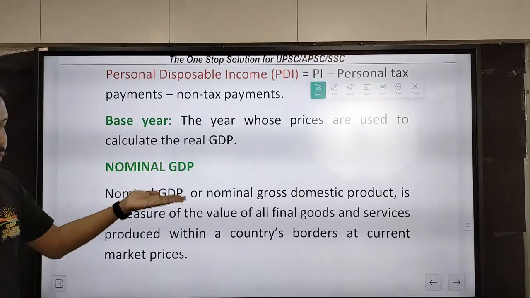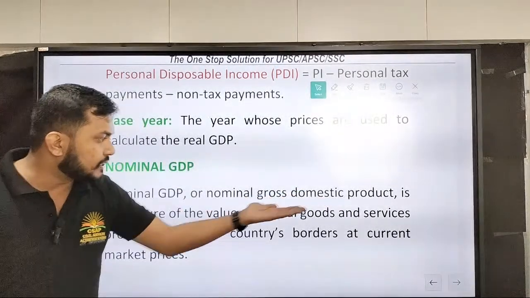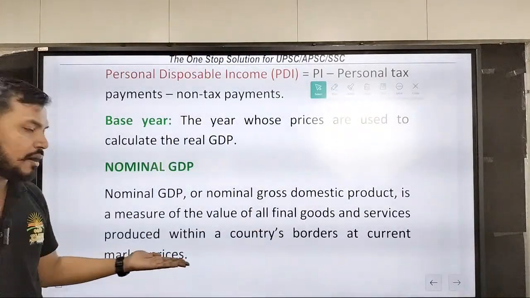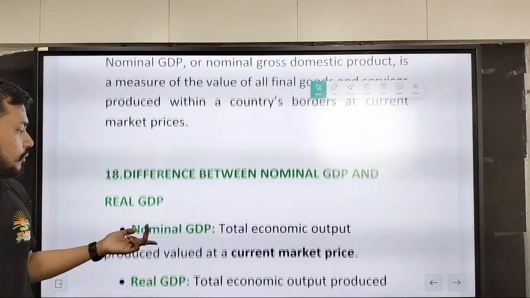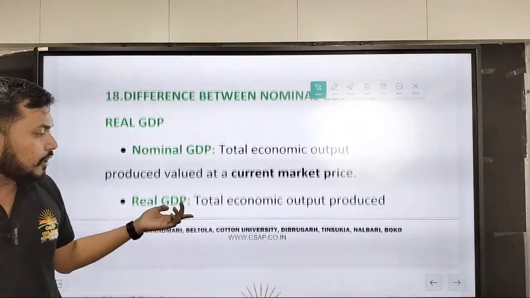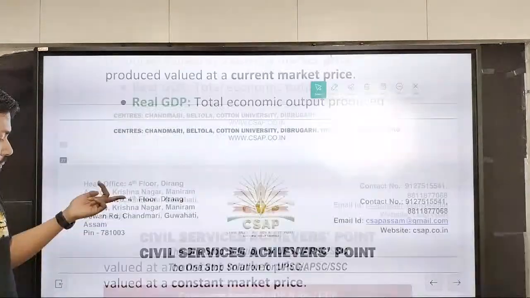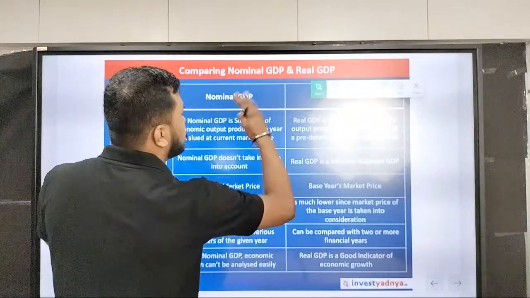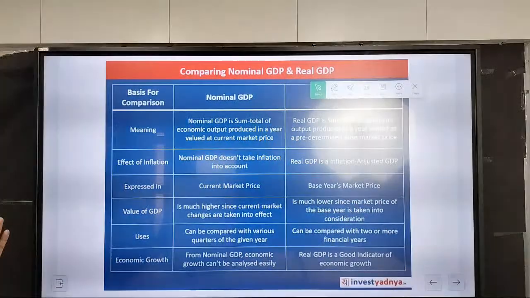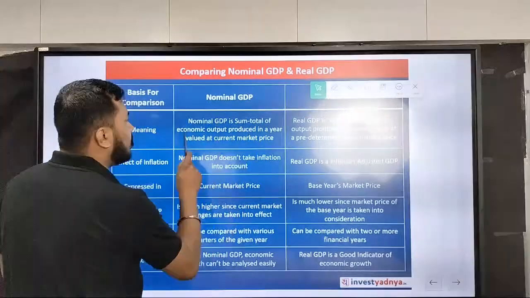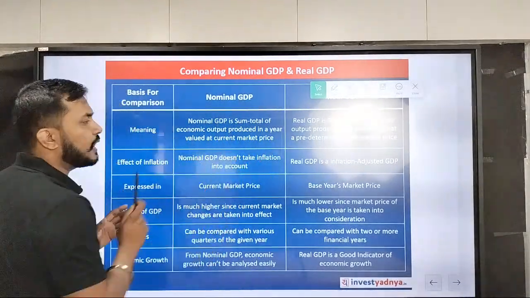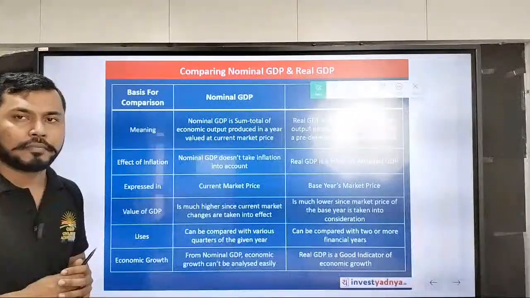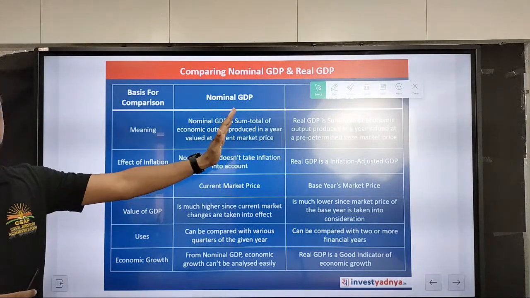Nominal GDP is a measure of the value of all final goods and services produced within a country's borders at current market prices. So that is nominal GDP. And what is real GDP? Total economic output that is produced valued at constant market prices. So here we have a wide difference between nominal GDP and real GDP. Nominal GDP is the sum total of economic output produced in a year valued at current prices, and real GDP is the sum total of economic output produced in a year valued at a predetermined base market price.